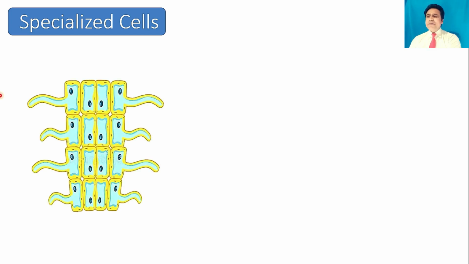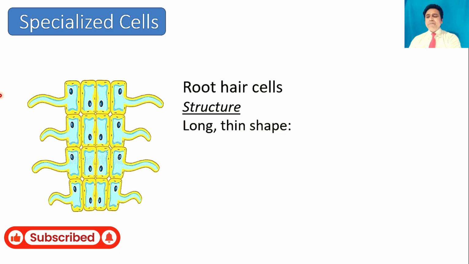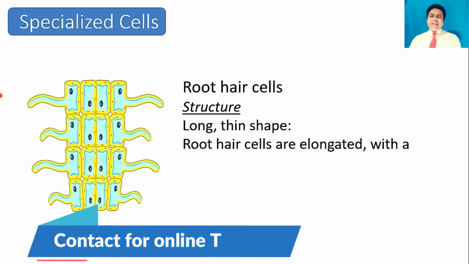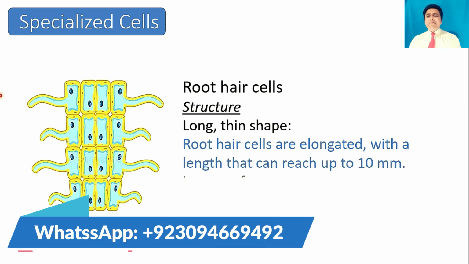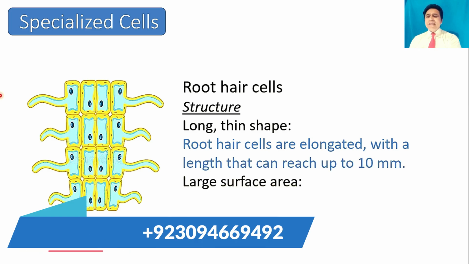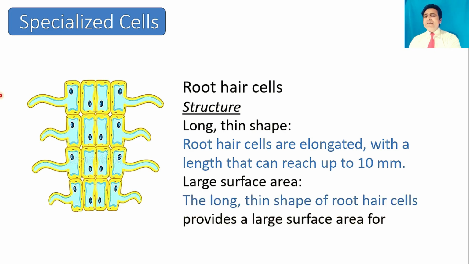These are root hair cells. Structure: they are long and thin-shaped. Root hair cells are elongated with a length that can reach up to 10 millimeters. They have a large surface area. The long, thin shape of root hair cells provides a large surface area for absorption.